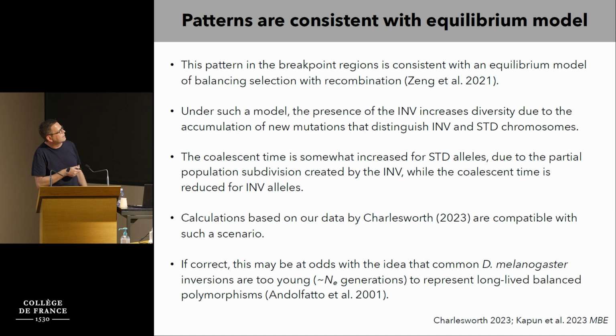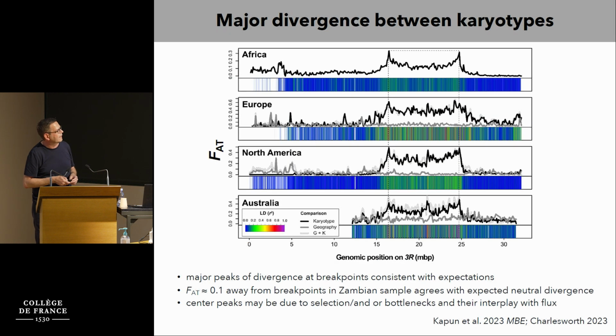So that will result in the coalescent time being somewhat increased for standard alleles due to the partial population subdivision, while the coalescent time will be reduced for the inverted alleles. So Brian performed some calculations based on our empirical patterns, and that seems to be compatible with such a model. So this inversion is not super old, but it can't be too young either, so it seems to represent a balanced polymorphism. So what about patterns of divergence between karyotypes?